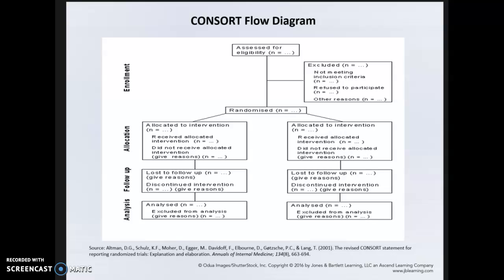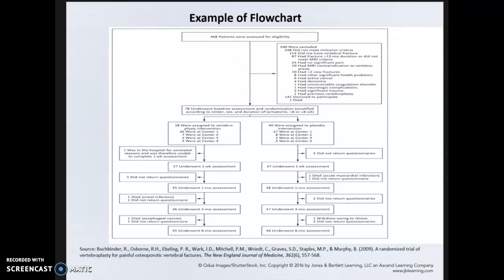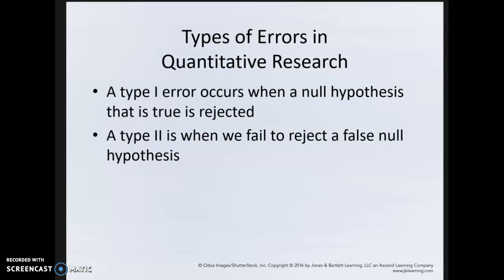So this is something to take a look at and examine, and the same holds true when we're looking at eligibility and sampling as well. We also want to examine the types of errors that do occur in quantitative research, and errors do occur when we're critiquing. We need to look at those types of errors.